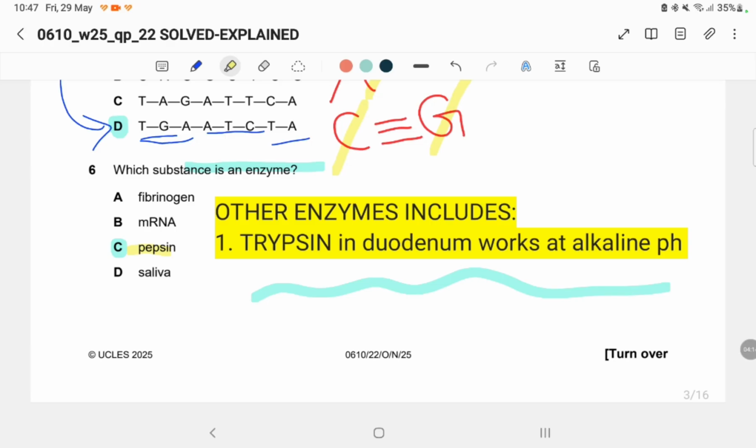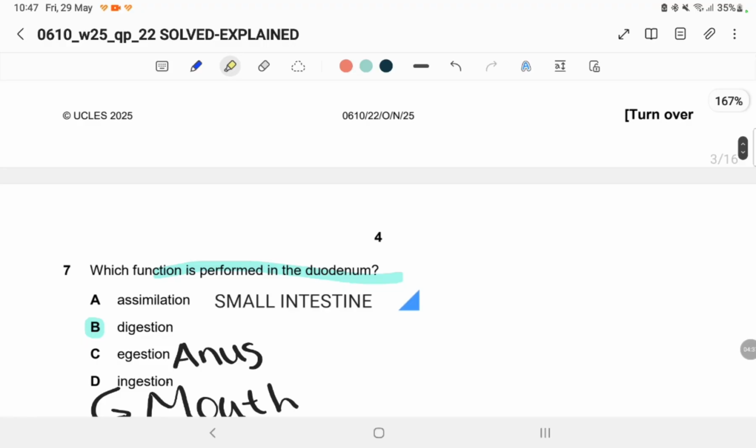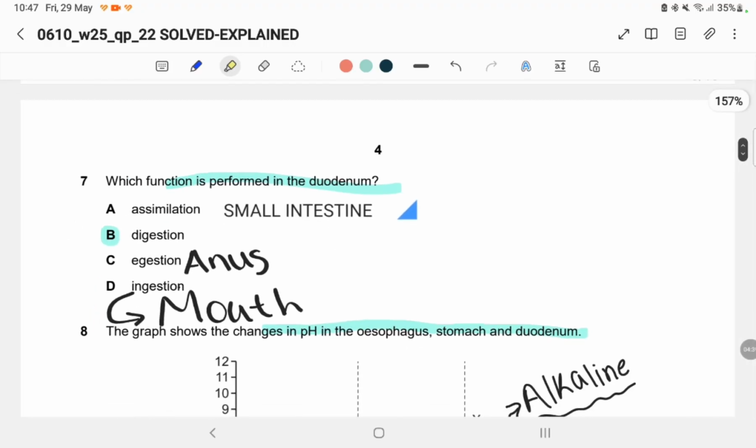Now, the substance which is an enzyme, of course the only final answer will be pepsin. Another enzyme, for your knowledge, is trypsin in the duodenum, as pepsin works in the stomach at an acidic pH, but trypsin works in the duodenum at an alkaline pH. Why not saliva? Because saliva is a medium containing the amylase enzyme, which digests starch into maltose. You can find that in the human nutrition lesson or animal nutrition.